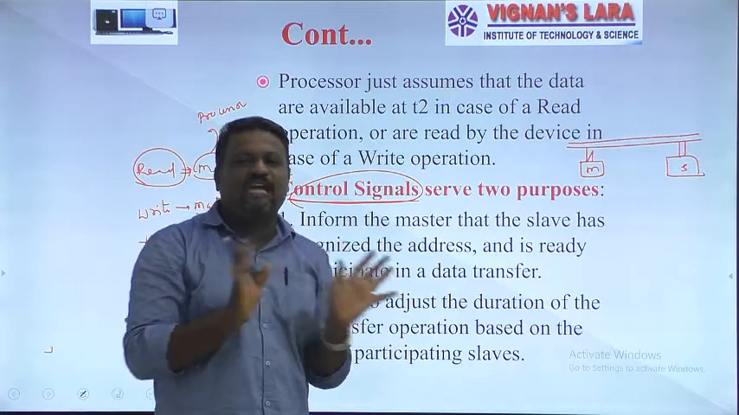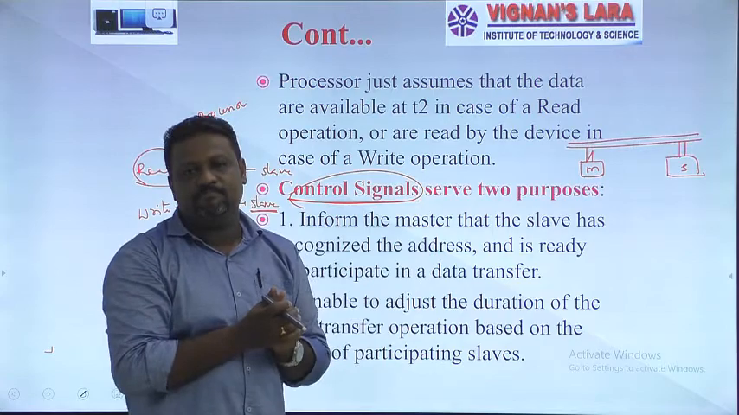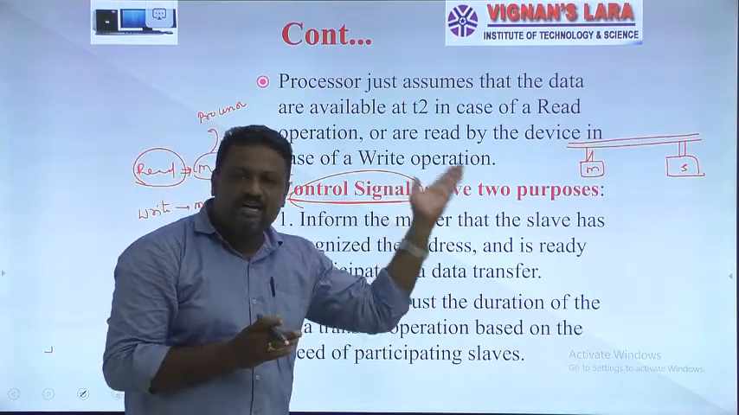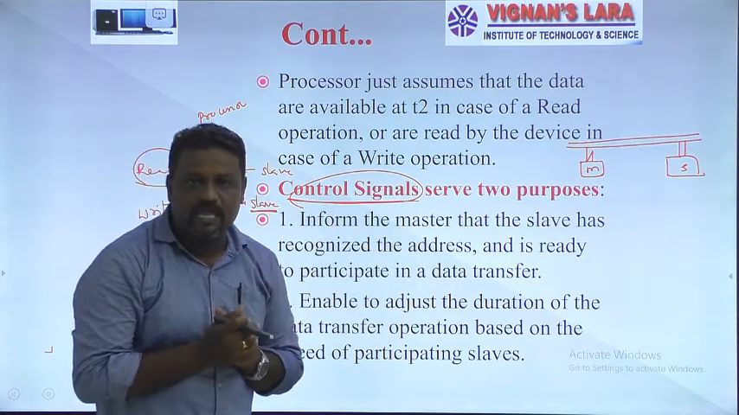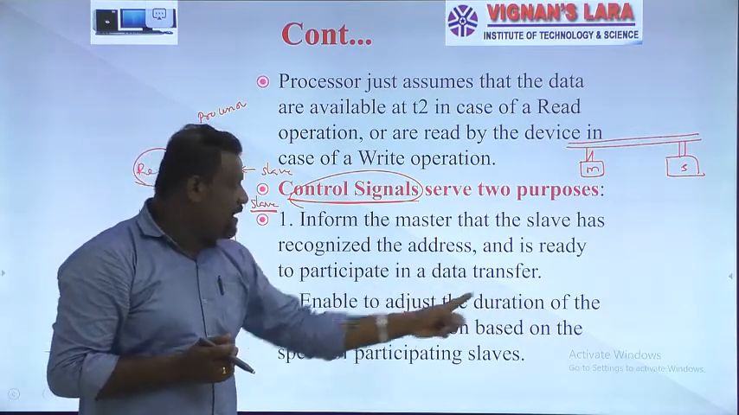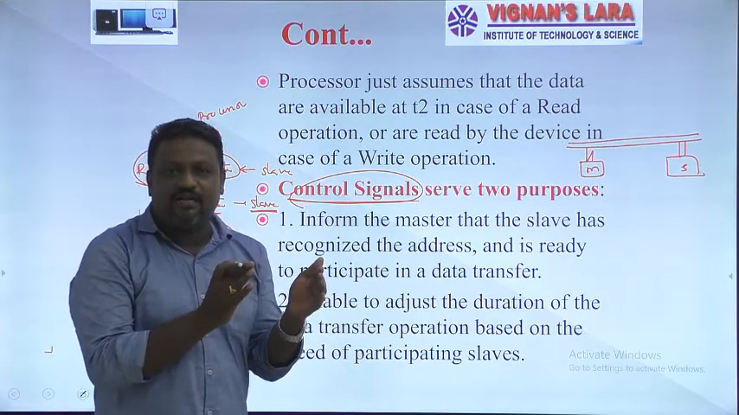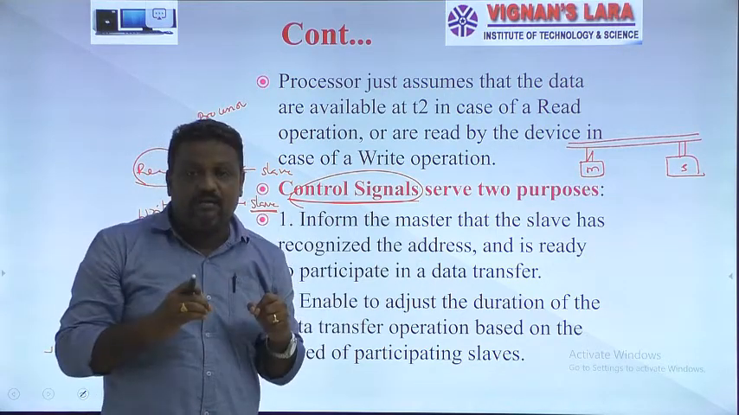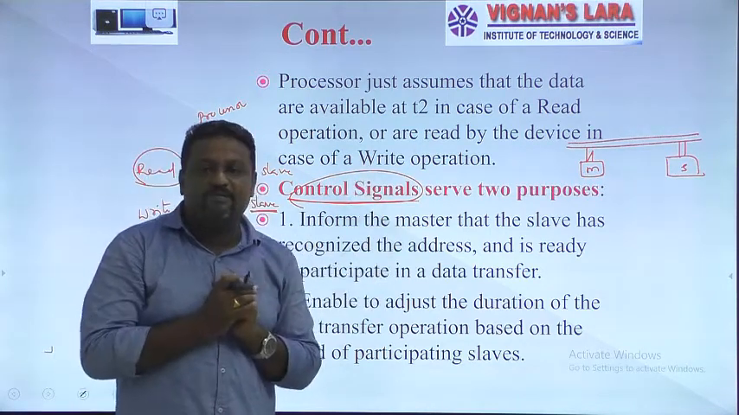In that case, the master has full clarity: yes, my slave is ready to respond to my commands and ready to participate in data transfer. The master gets that information once the slave sends it with the help of these control signals. And the second one is to enable adjusting the duration of the data transfer operation based on the speed of the participating slaves. I already told you that all the devices connected to the bus must operate at the speed of the slowest device connected to the bus.